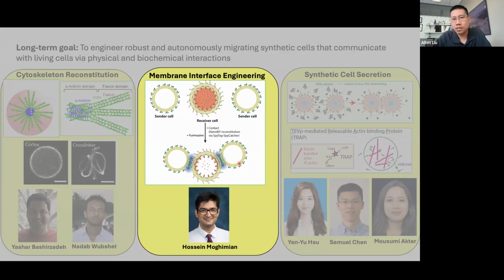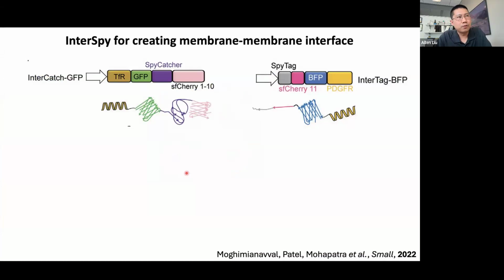The second thing I'm going to talk about is membrane interface engineering, and this has to do with the motivation I showed you earlier that cells are able to communicate through a membrane interface. This is work done by Hossein. So several years ago, we came up with a system to modify two different membranes and have them reconstitute an enzyme or a protein in between the membrane interface. And we call this InterSpy.